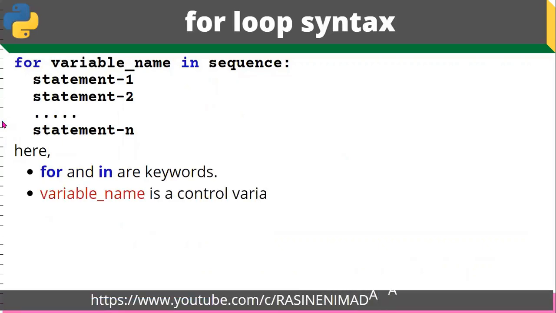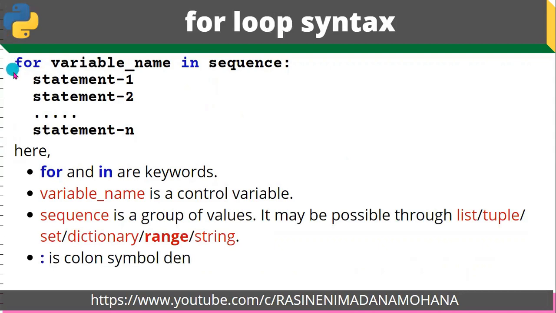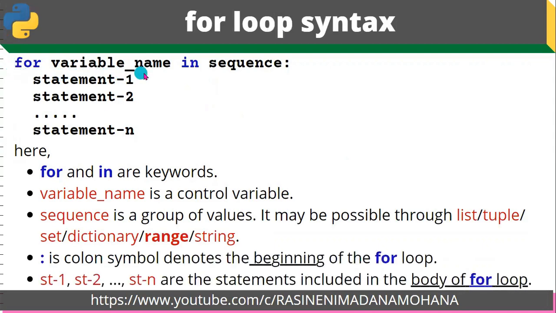Similar to the while loop, the for loop also has a syntax. The syntax starts with the keyword for, space, variable_name, a single name we have to give. Then in is also a keyword, then sequence, colon. After that, statement 1, statement 2, and so on up to statement n. Let us see each and every term in this syntax.